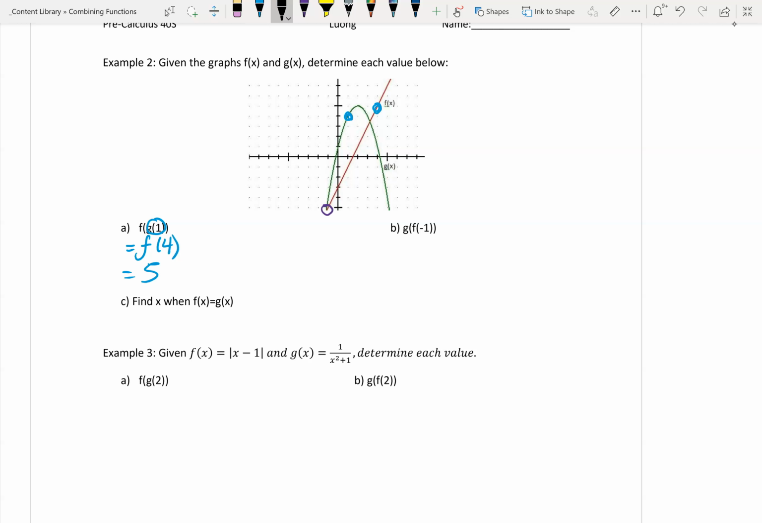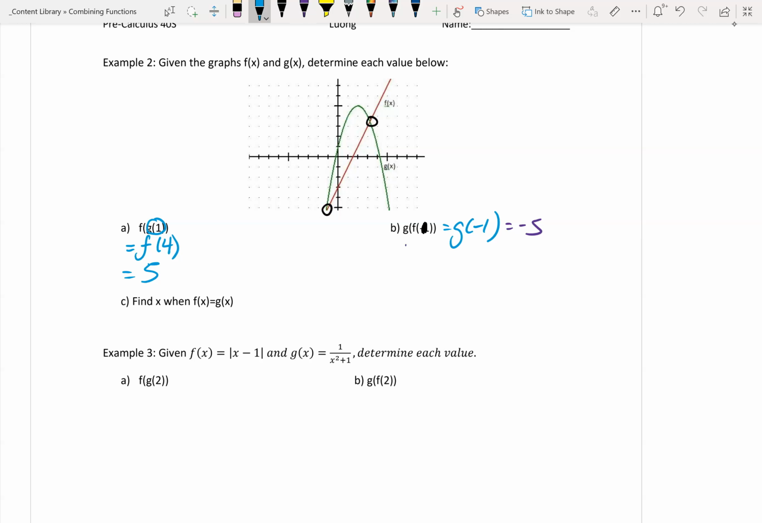For our next one, we're actually going to find g of f of 1. Sorry, that's a typo there. So we're going to look for f of 1 first. f of 1 is located over here. And our y value is going to be -1. So then we're looking at g of -1. And at g of -1, we're going to get our point down here, reading off of the green graph, it's -5. Our y value is -5, and that's our final.